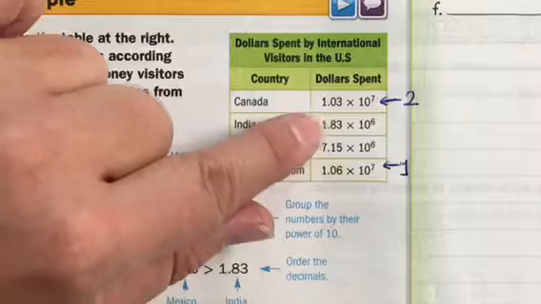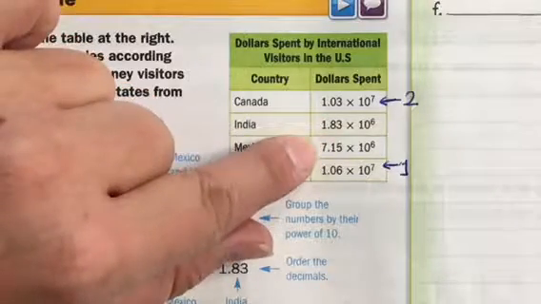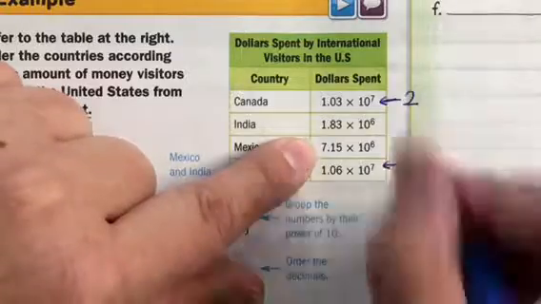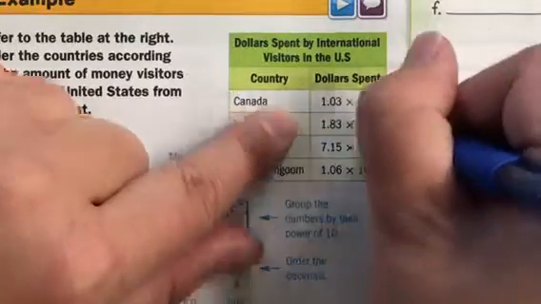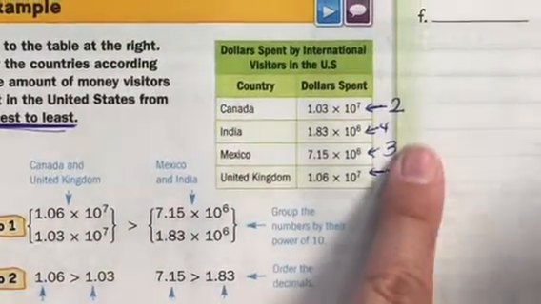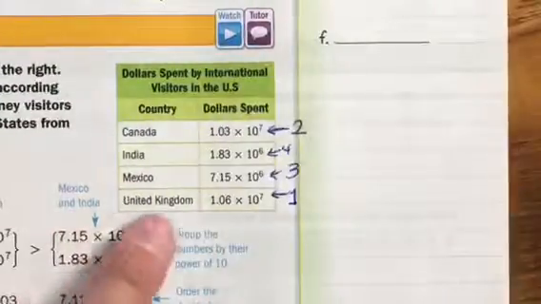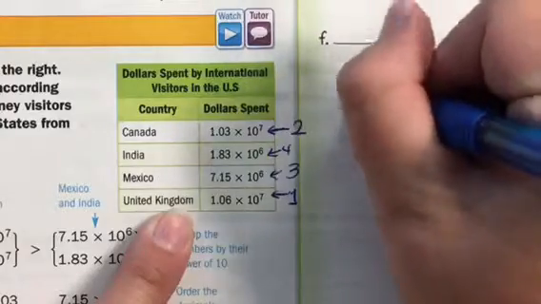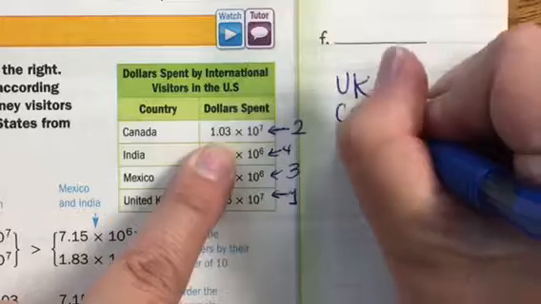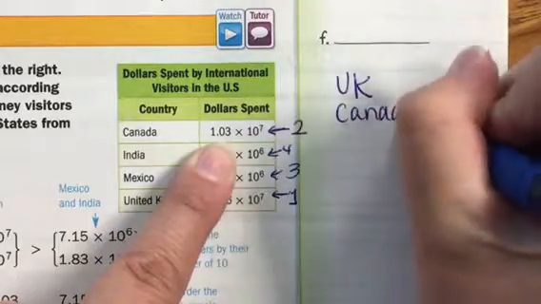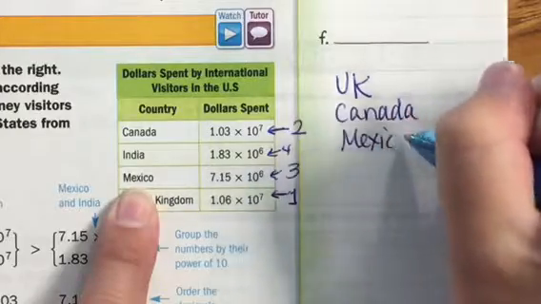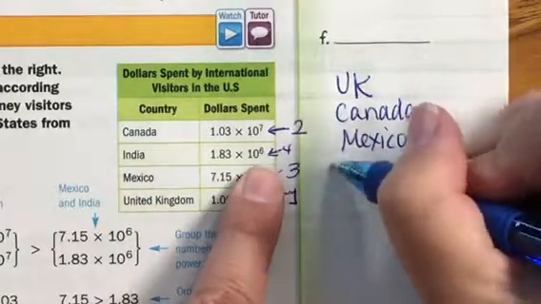Which one's greater? 1.83 or 7.15? Oh, 7.15. Okay, so then we go 3, and then that's going to be 4. And so then I'm going to list that off to the side. The first one is the greatest one, and I'm just going to do the UK. The next one was Canada. Next one is Mexico. And the last one is India.